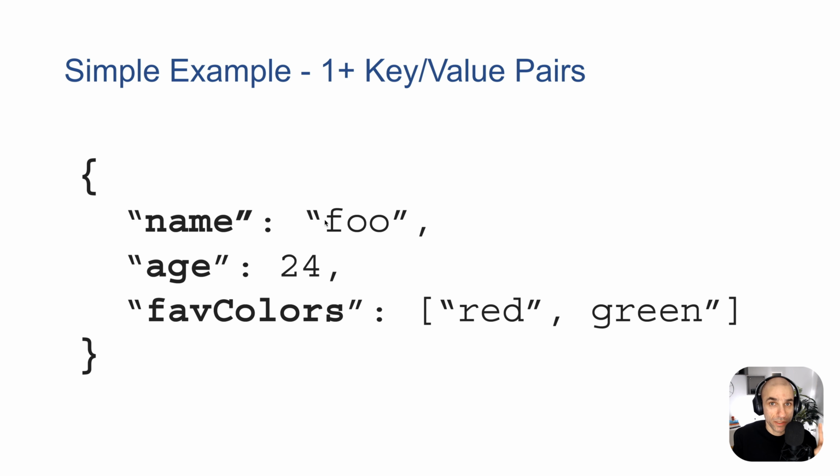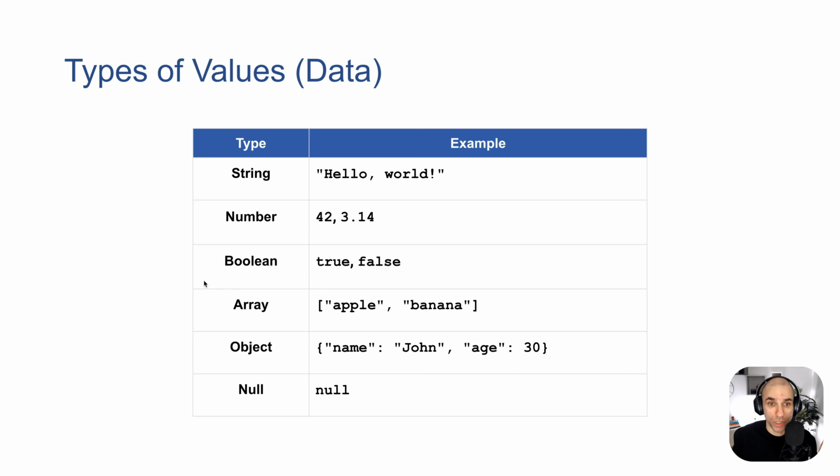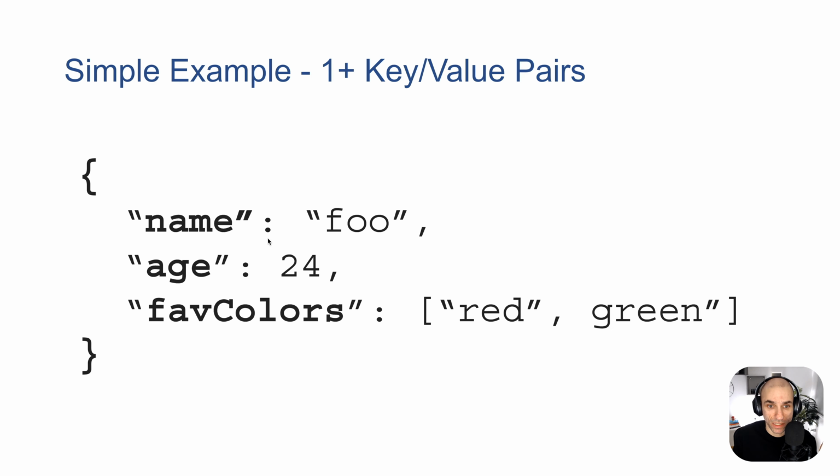This has 3 properties, 3 key value pairs, and the keys are name, age, and favorite colors. Just like I mentioned, name is foo. In this case, age happens to be of type number, so this doesn't need any quotes. It can just be sent as is, just the number itself. But then favorite colors, by the name, suggests that it's more than one. It's a list of colors.